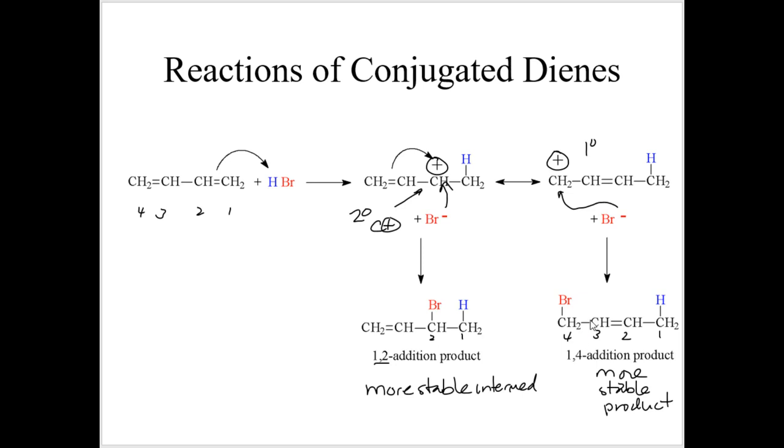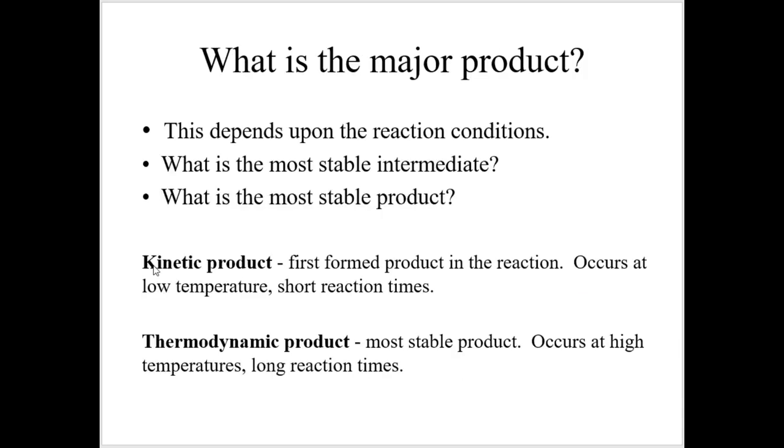and therefore it's the major product of the reaction. And again, what's the major product of this reaction? It's going to depend. So what is it going to depend on? It depends on the reaction conditions. So we've already seen that you could make an argument for the major product coming from the more stable intermediate or coming from the more stable product. So whichever one of these two is favored is going to depend upon the reaction conditions.